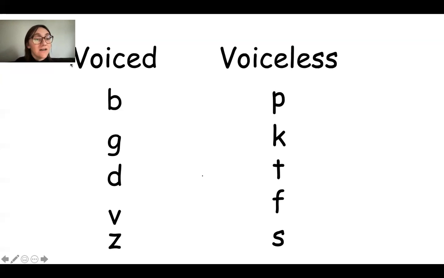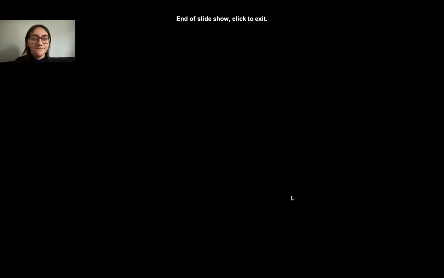So the voiced consonants, the ones that aren't A, E, I, O, U, are B, G, D, V, Z. That's some of them, right? And then we have voiceless: P, K, T, F, S. It means no moving. So let's go through those together. Do B, G, D, V, Z. Lots of moving around in your neck, right? Now let's do the voiceless ones: P, K, T, F, S. Nothing's moving around, so that means they're voiceless.